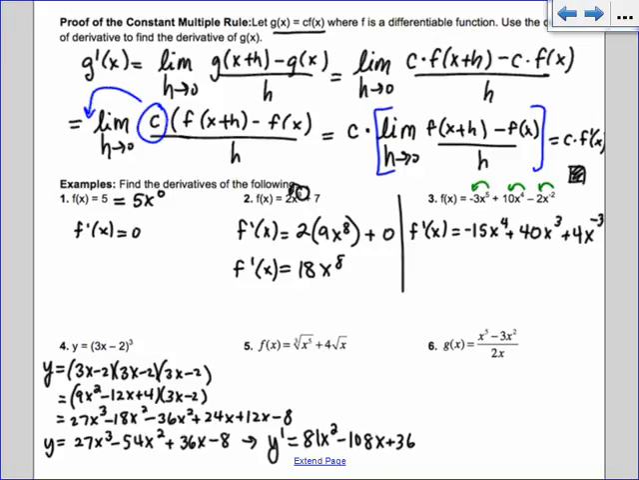That is exactly right. Good. 81x squared plus or minus 108x plus 36. So you're just taking the power, multiplying by the number out front. So 27 times 3 is 81. 54 times 2 is 108, and so on.